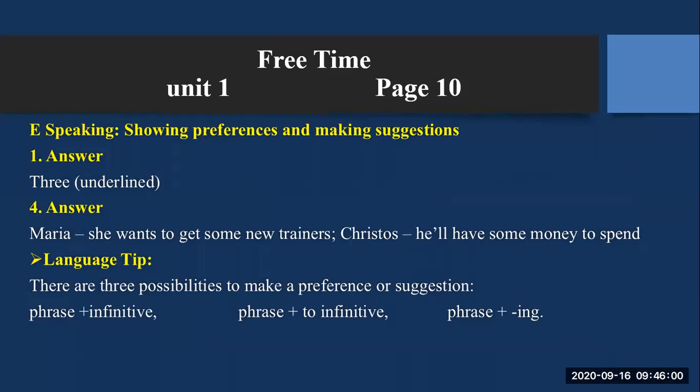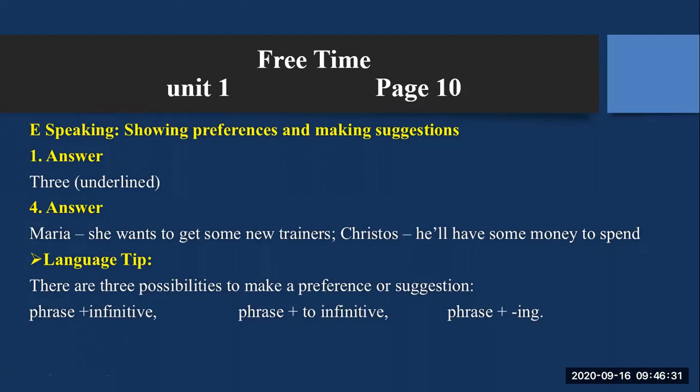After that, we discussed the language tip activity, the language tip box on page number 10. There are three possibilities to make a preference or suggestion, three structures. The first structure is that we start our sentence with a suggestion phrase or a preference phrase. Then we write the infinitive. Infinitive is the base form of the verb.